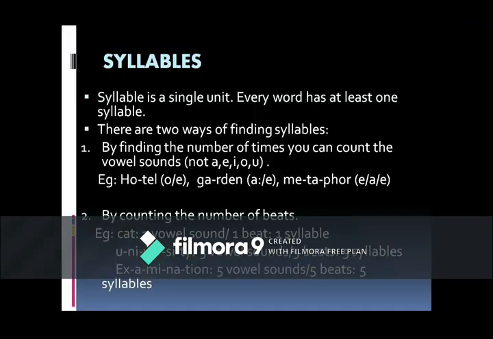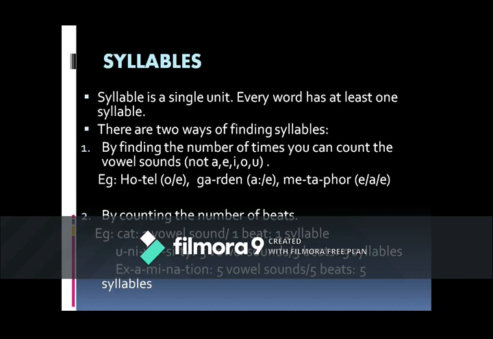Before we understand poetic meter, we need to first understand what syllables are. A syllable is a single unit. Every word has at least one syllable. How do we find out the number of syllables in a word? There are two ways of finding syllables. By counting the number of vowel sounds, not the vowels exactly, A, E, I, O, U, but only the sounds.